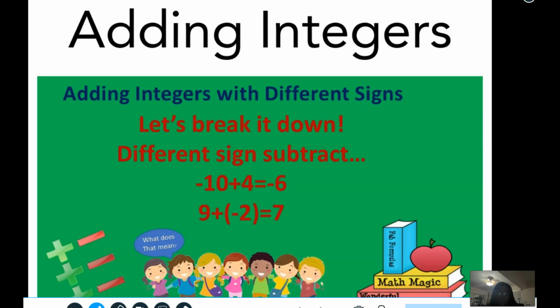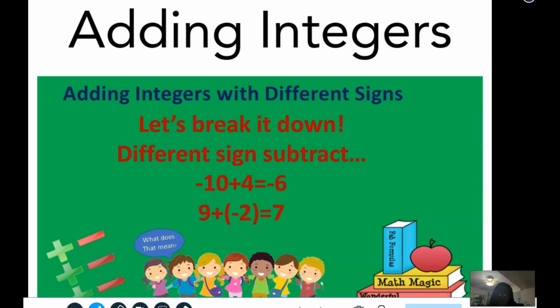So here we have a negative 10 and a positive 4. What that means is we simply make this a subtraction problem. 10 minus 4. We know that 10 minus 4 is 6. But then here's the thing. We're going to look for the number that is the largest, which in this case is 10, and we want to keep the sign that goes along with 10, which is negative, and that makes our answer negative 6.